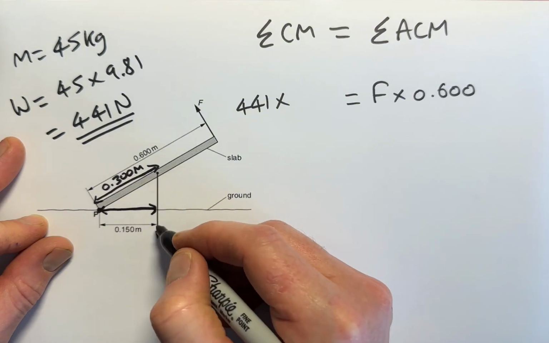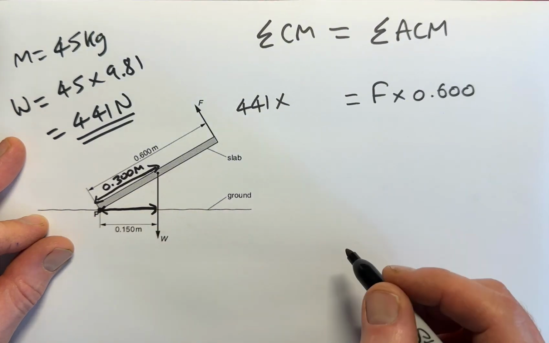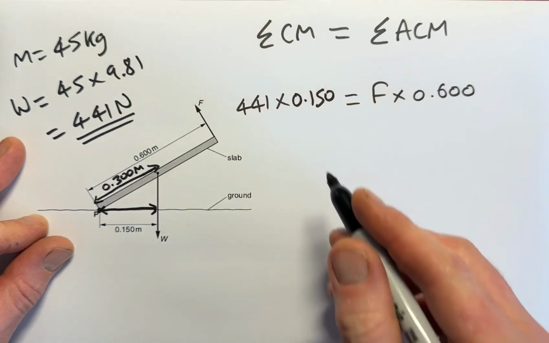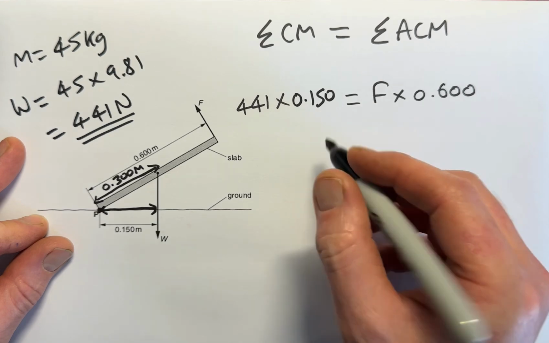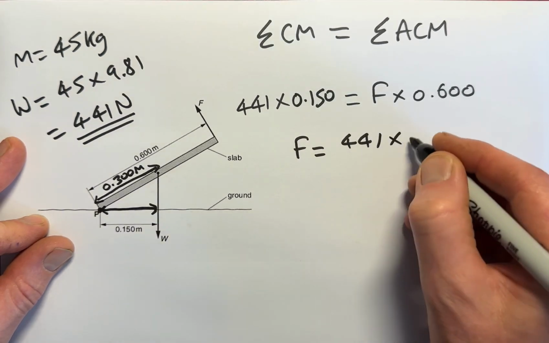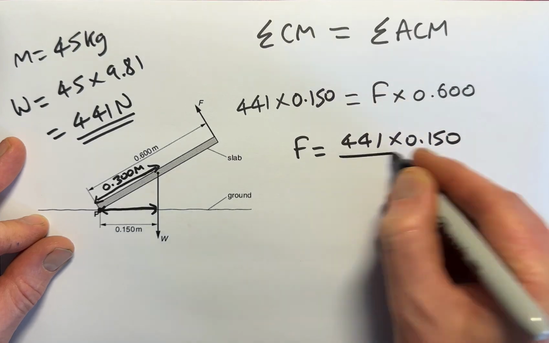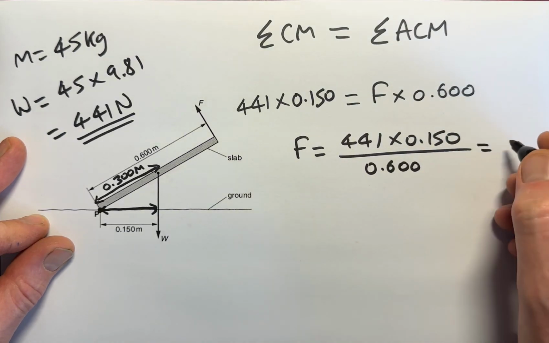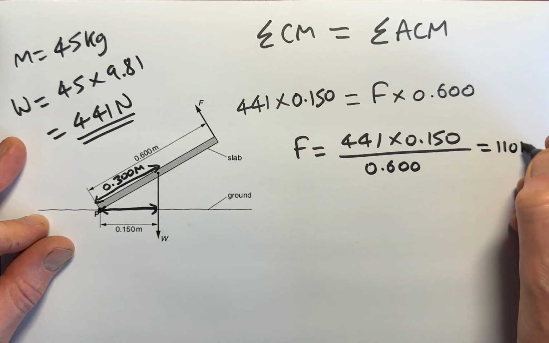So we've got the force and its perpendicular distance from the pivot point. So therefore we can just put that into there. That is the perpendicular distance. We can rearrange then to get 441 times 0.150 divided by 0.6, which is going to give us our answer, which is 110 newtons.